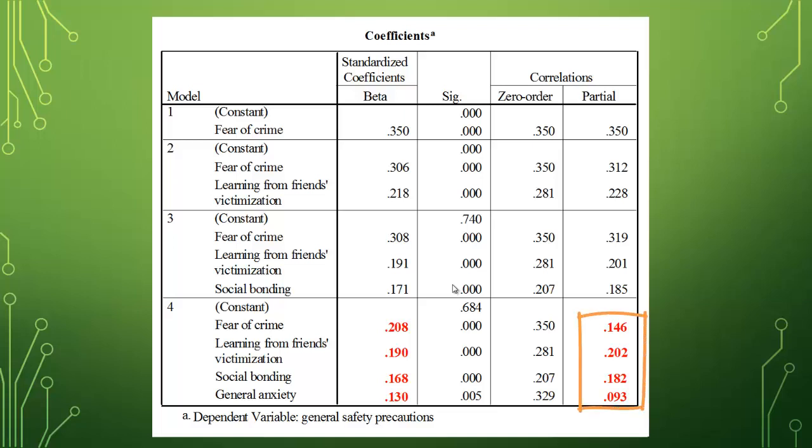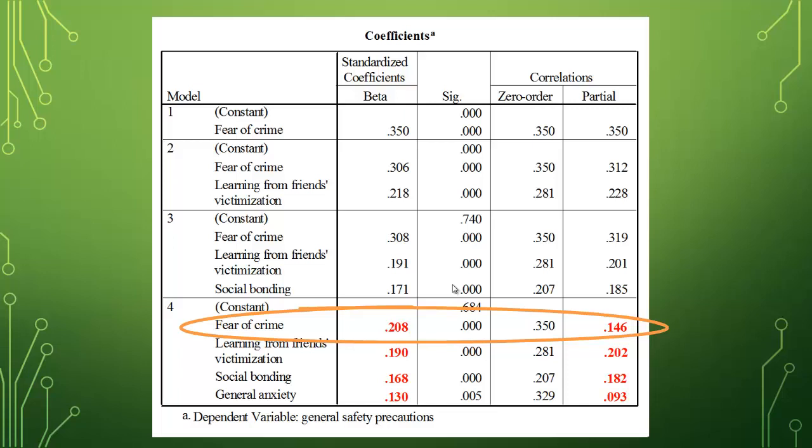Also note the partial correlations here. Notice that the partial correlation coefficients don't necessarily align exactly in the same order as the beta coefficients, which is perfectly fine. So in this model, we would suggest that the fear of crime has the greatest amount of impact or effect in predicting general safety precautions, as a 1 standard deviation increase in fear of crime increases the number of safety precautions taken by 0.208 standard deviations.